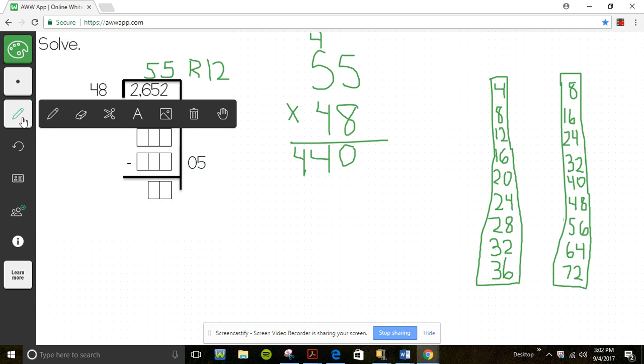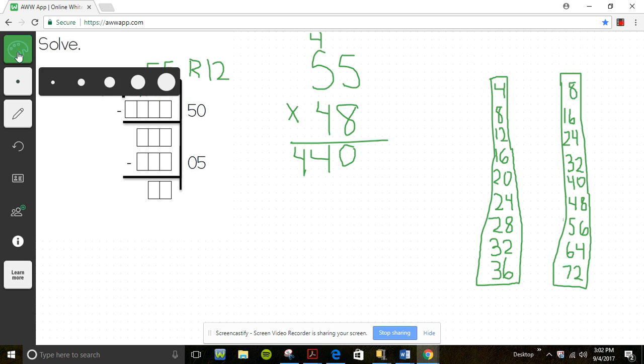I'm going to change it to a different color. I'm going to make this 4 a red. And we go to the second row and we add the 0 there because now we are multiplying in the tens column. So 4 times 5 is 20. And we put a 2 up here.